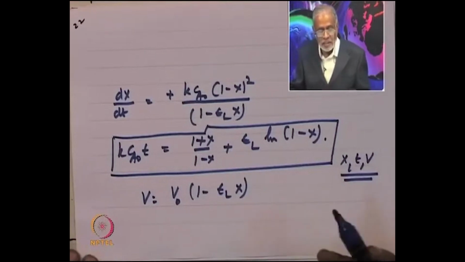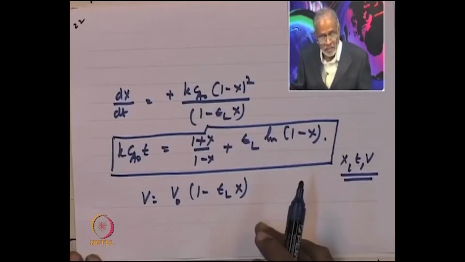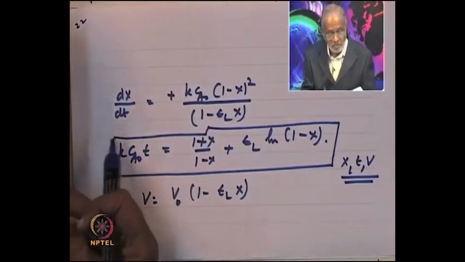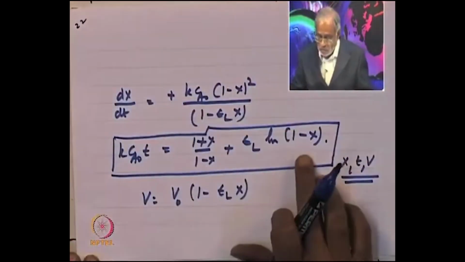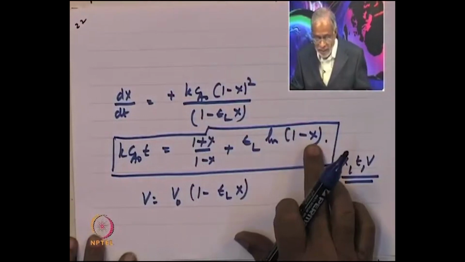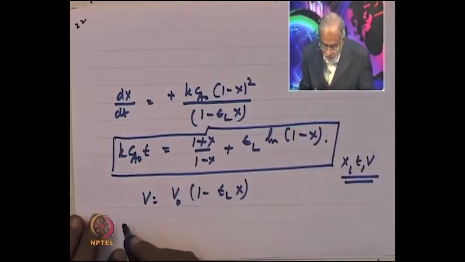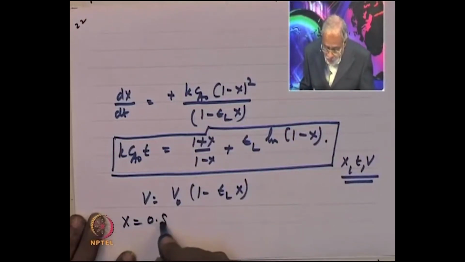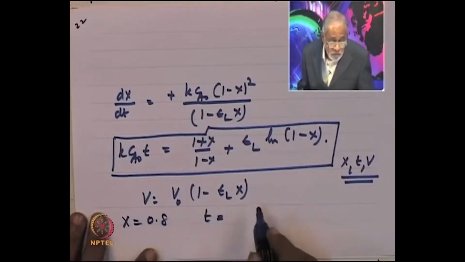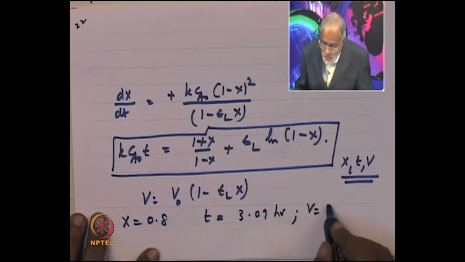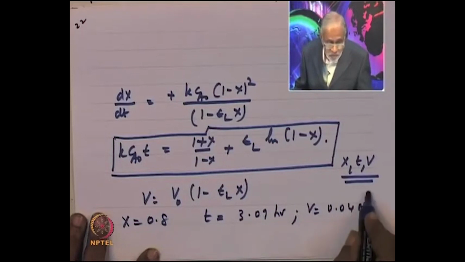So, essentially, depending upon what is specified in the exercise, in this particular exercise, what is specified is 80%. X is given, so if you put x equal to 0.8, you can find t. Once you put x equal to 0.8, you can find V. So, here for x equal to 0.8, I have found t equal to 3.09 hours, and V equal to 0.04 cubic meters.